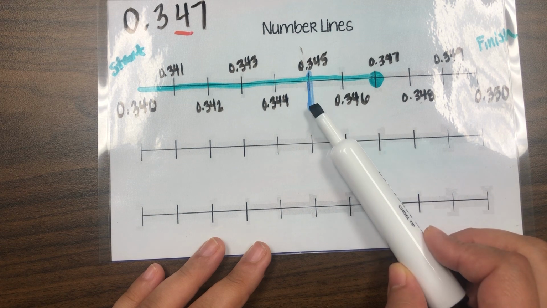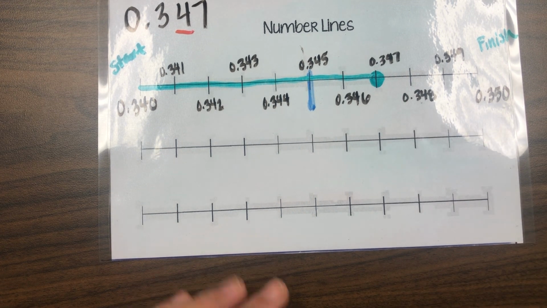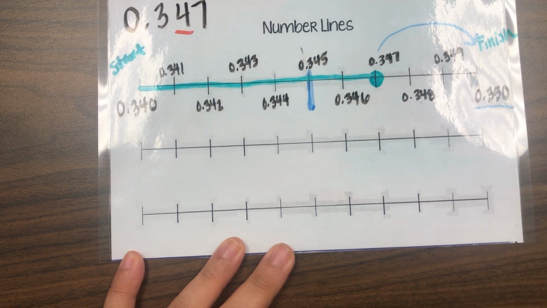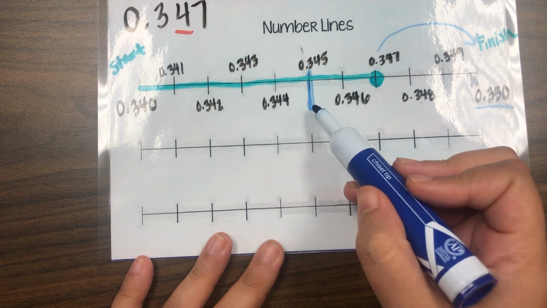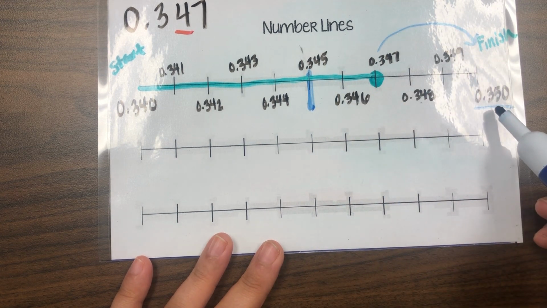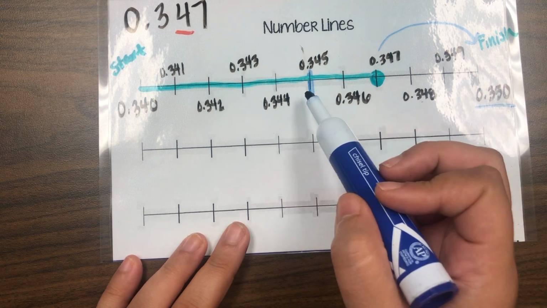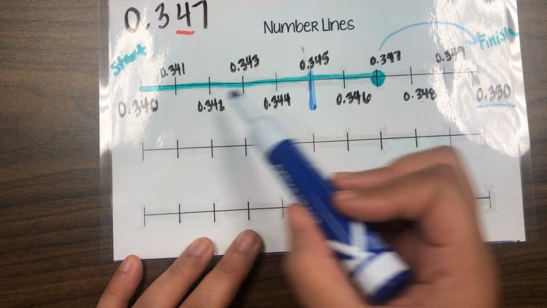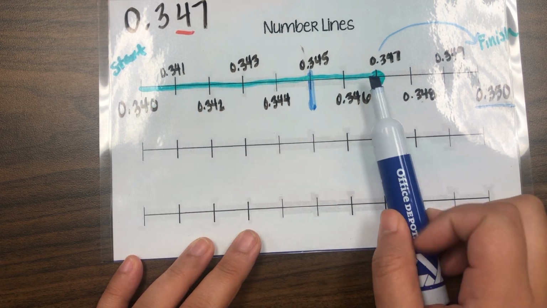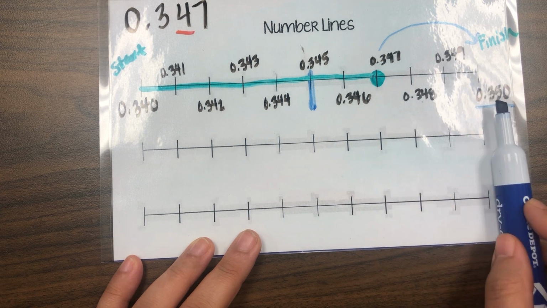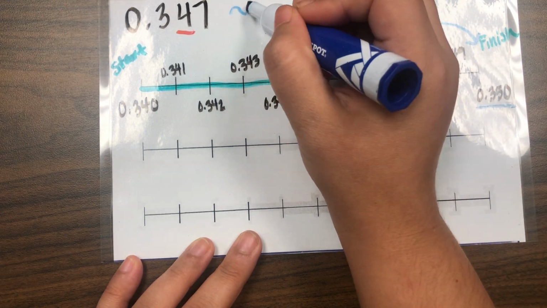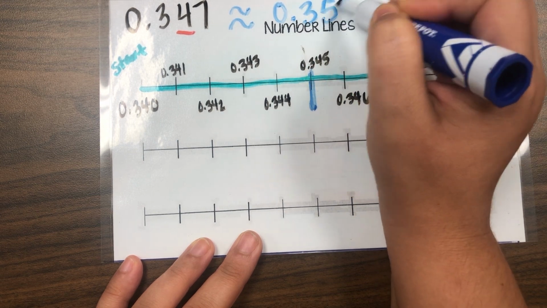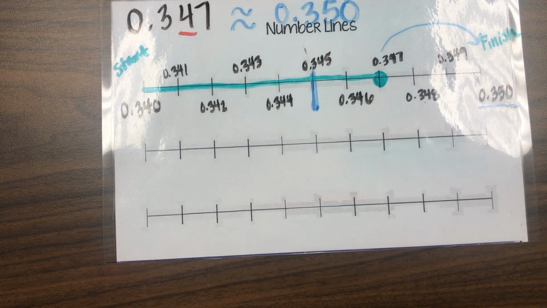If I passed the halfway point, that means that I can round up to the next number, okay? So if you pass the halfway point, you can round up to the next number. If you don't pass the halfway point, then you need to round down. So right here, I am past the halfway point, which means I'm closer to the finish line, so I can round up to 0 and 350 thousandths. Okay?